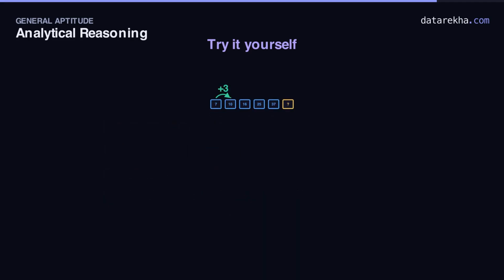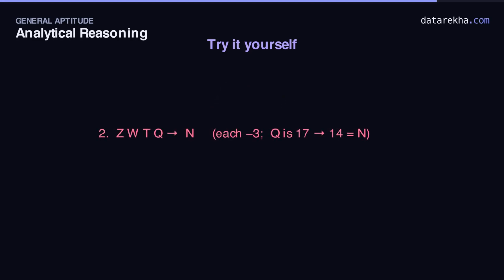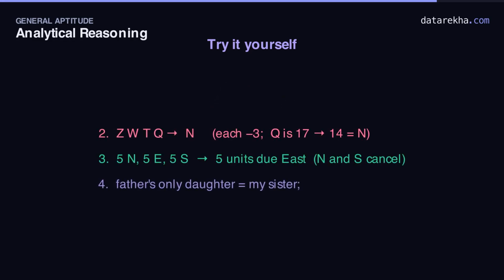1. The gaps are 3, 6, 9, 12. The multiples of 3. So the next gap is 15, and 37 plus 15 is 52. 2. Z, W, T, Q step down by 3. Q is 17, minus 3 is 14. The letter N. 3. North and south cancel, leaving 5 due east. 4. My father's only daughter is my sister, and her son is my nephew. Clear those, and the toolkit is working. Each solved by drawing, not straining.